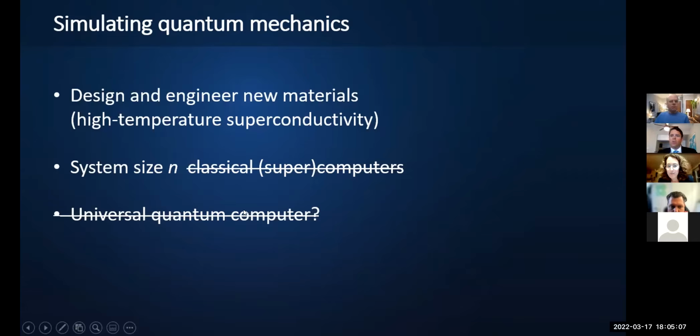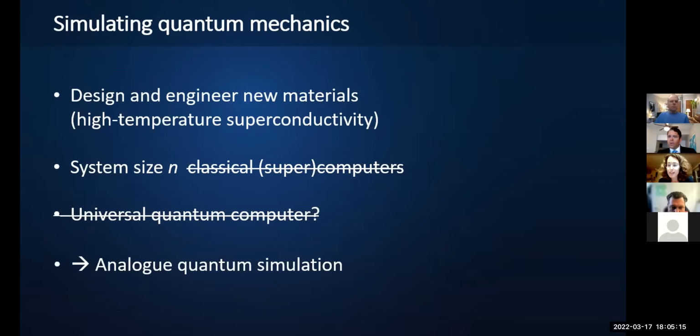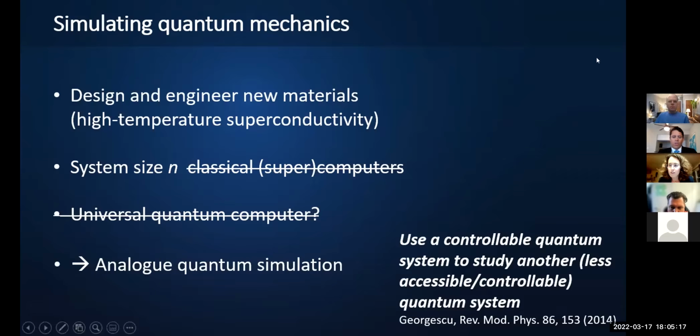The universal quantum computers are not there yet. So I will discuss a stage in between: analog quantum simulation, where we basically use a controllable quantum system to study another less accessible or controllable or non-existent quantum system.